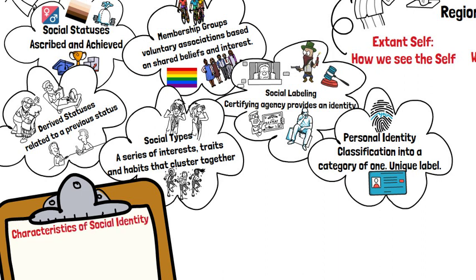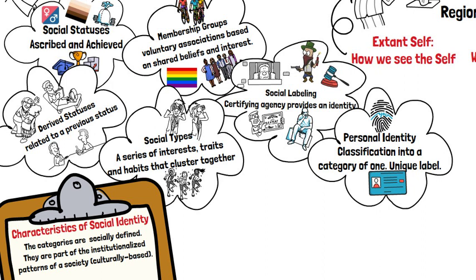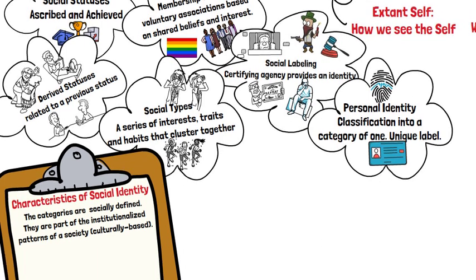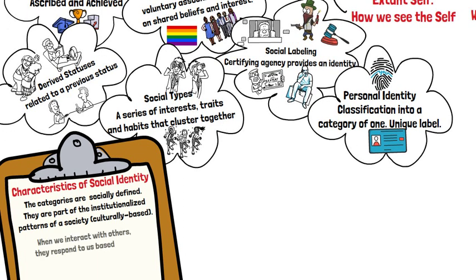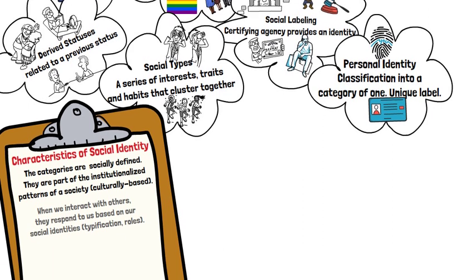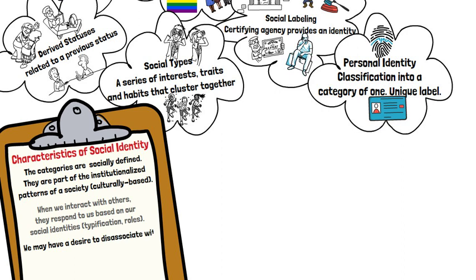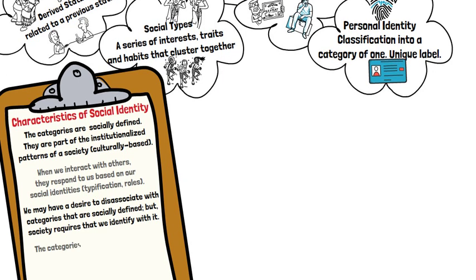There are some special characteristics of social identity that need to be noted. First of all, the categories are socially defined. They are a part of the institutionalized patterns of a society, so they are culturally based. When we interact with others, they are responding to us based on our social identities. We also may have a desire to disassociate with categories that are socially defined, but society requires that we identify with it. For example, I am disabled.